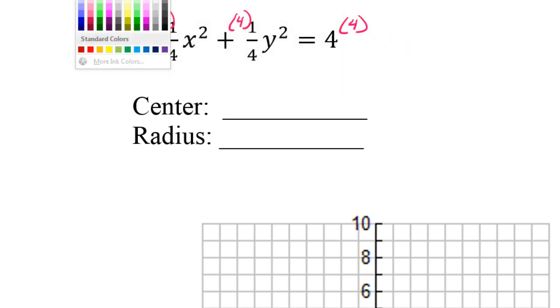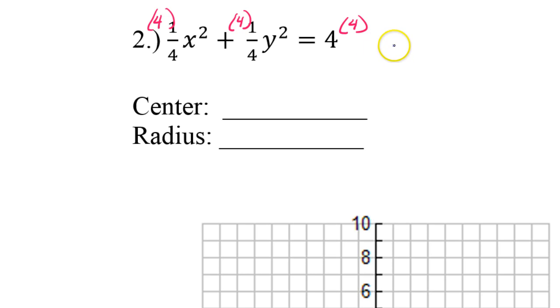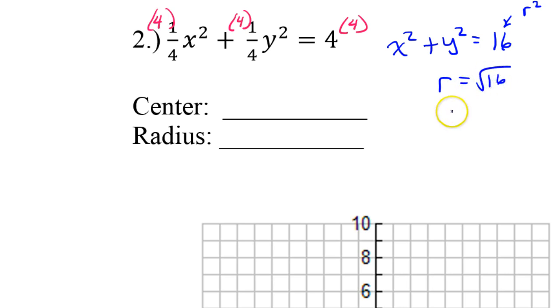That's going to give me a new equation that's going to be x squared plus y squared is equal to 16. Now again, this is r squared. That means r is going to be the square root of 16. In other words, r is going to equal 4. Again, the center is 0, 0 because I see it's just x squared and y squared. There's no h and k visible. And as I said, the radius is 4.